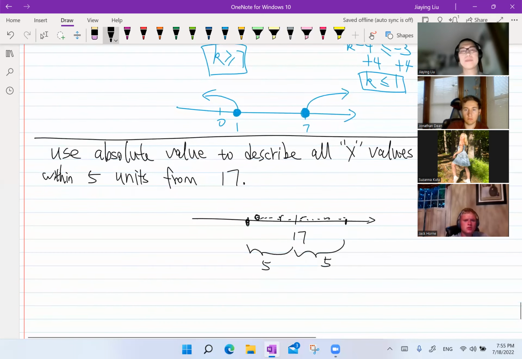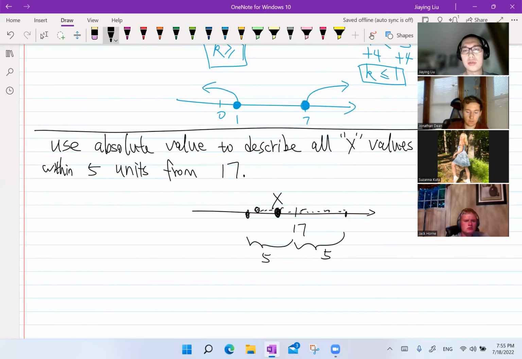So to describe it, we're going to use the distance idea, because let's see, x is here. So the distance between x and 17 is going to be less than or equal to 5 for x on the left side. Or if we think about x is on the right, let's say x is here, the distance between x and 17 is less than or equal to 5 again. Doesn't matter which side x is on, the distance between x and 17 is always less than or equal to 5. So we're going to write |x minus 17|, which means the distance between x and 17.